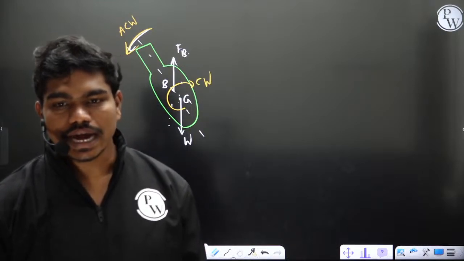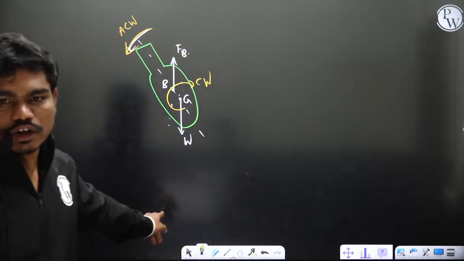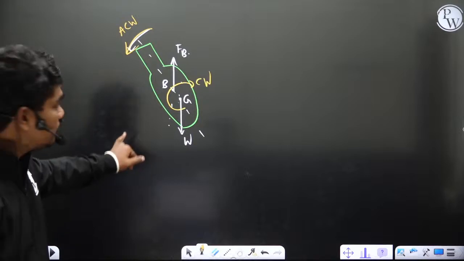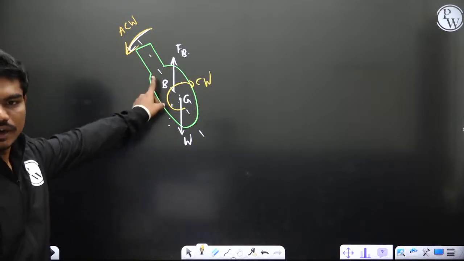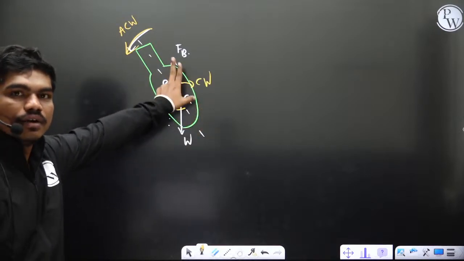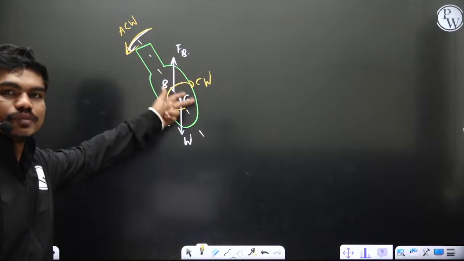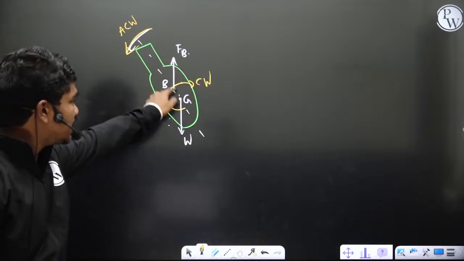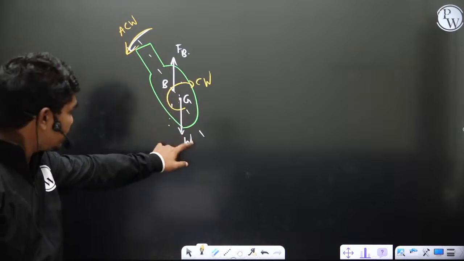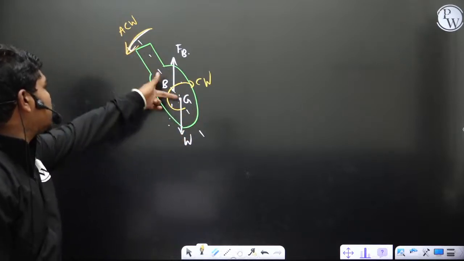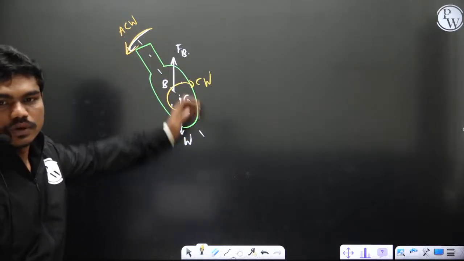If disturbance is in anti-clockwise direction, then does FB also shift? No, FB will not shift. Okay, this is the case. Understood? Some of you may think, what if the disturbance is anti-clockwise? If the disturbance is anti-clockwise, as long as this G is below this B, then definitely this W will create a clockwise couple and it will try to restore this configuration.